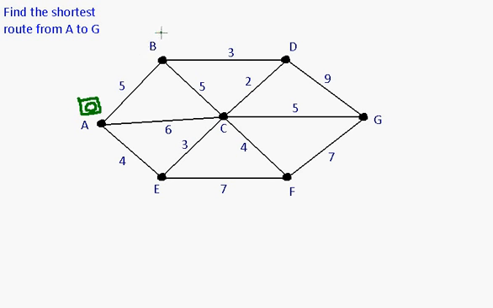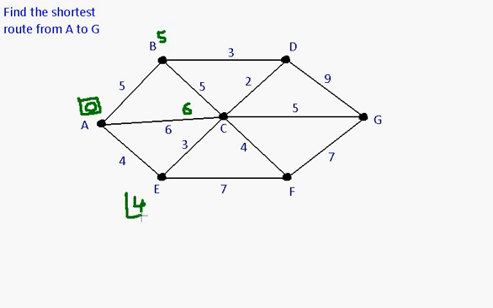So to get to B, it takes 5 hours, say, if these were hours. To get to C, it would take 6. And to get to E, it would take 4. Okay, and what I do now is that I select the least of these numbers. Okay, the least of these edges in this case. So that would be E.